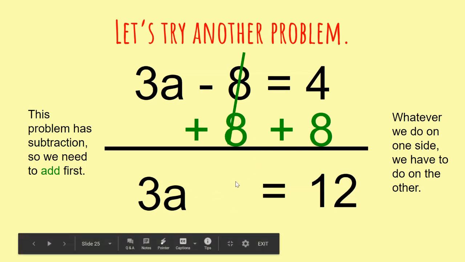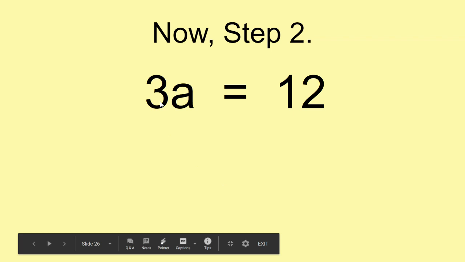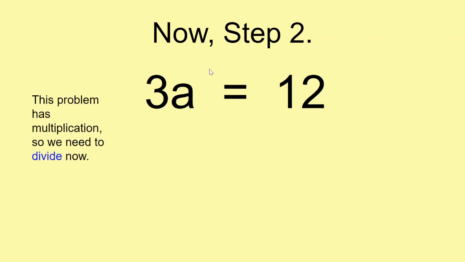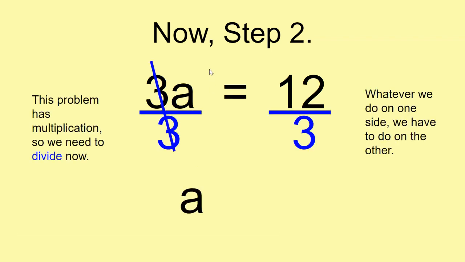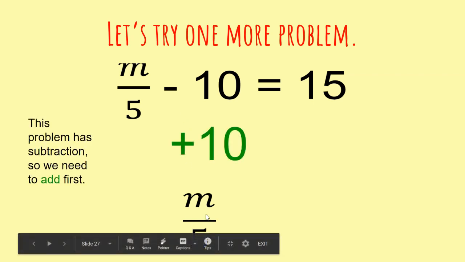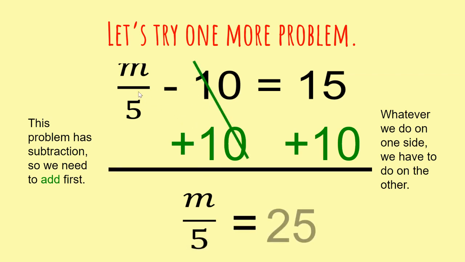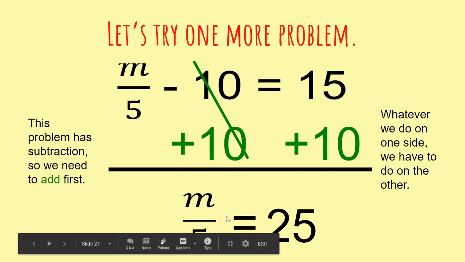And now we're left with a one step. We did one step, now we have one more step because it's a two-step equation, right? So this is a multiplication. So we want to do the opposite and divide. And there we go. We solved another two-step equation. Let's look at this one. We're going to add 10 to both sides because we can see that it's subtracting. And once we do that, we have m over 5 equals 25.